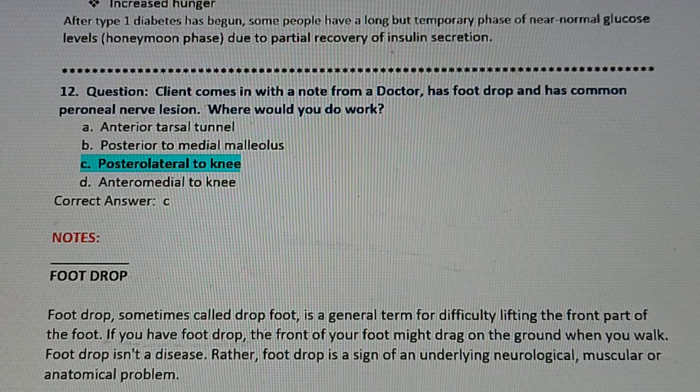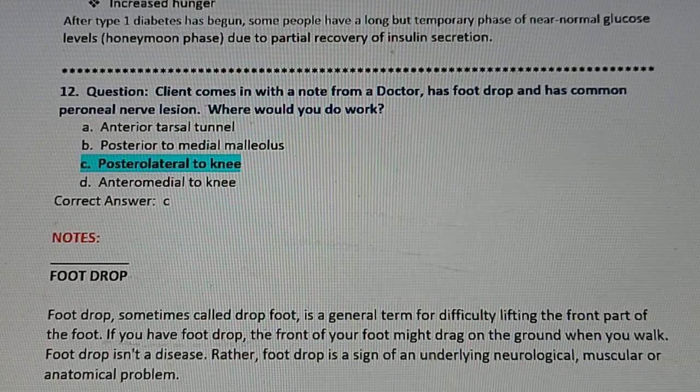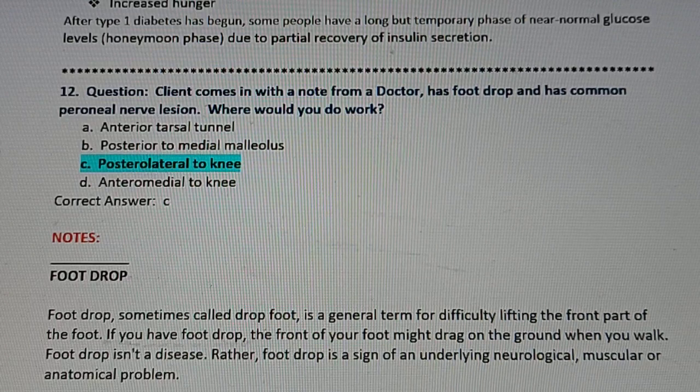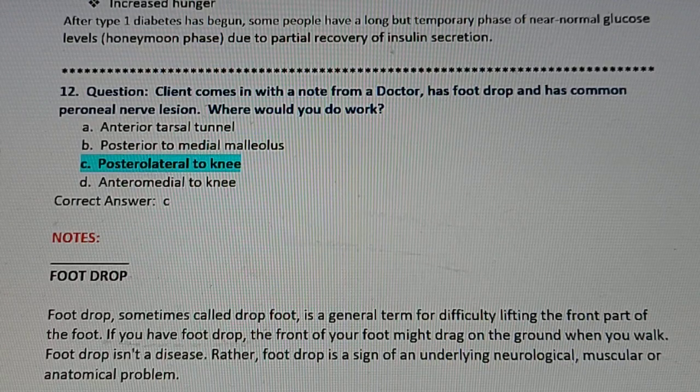A client comes in with a note from a doctor: foot drop, and a common peroneal nerve lesion. Where would you do work? The choices are A, anterior tarsal tunnel, B, posterior to medial malleolus, C, posterolateral to knee, D, anteromedial to knee. The answer is letter C, posterolateral to knee.